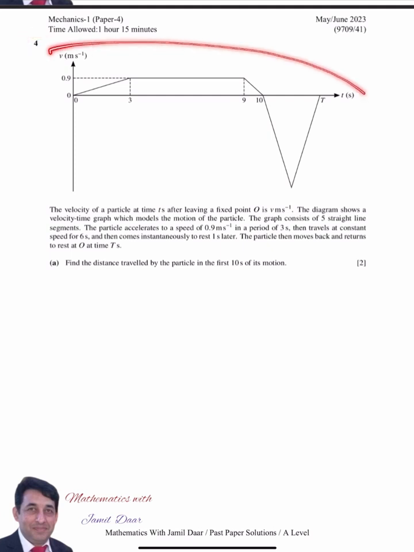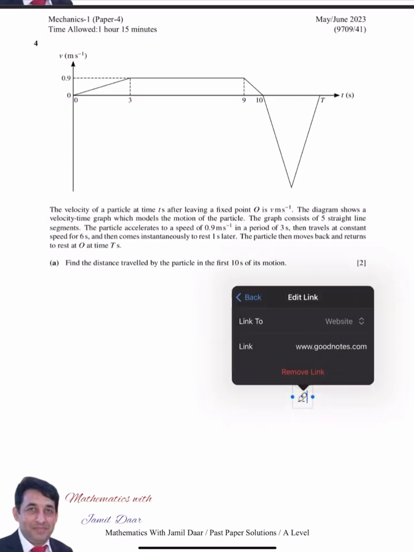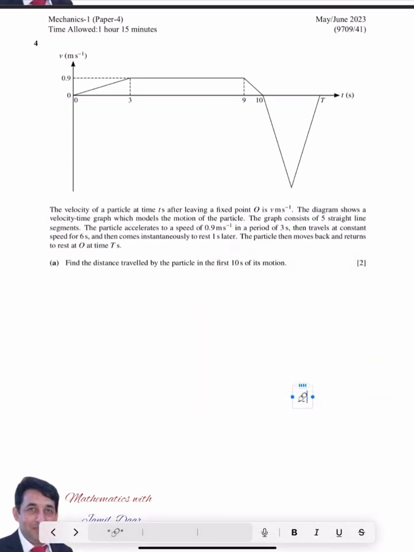The diagram is provided. The velocity of a particle at time t seconds leaving fixed point O with v meter per second. The diagram shows a velocity time graph which models the motion of a straight line, motion of a particle. The graph consists of 5 straight line segments. The particle accelerates at 0.9 meter per second with the speed of 0.9 meter per second.